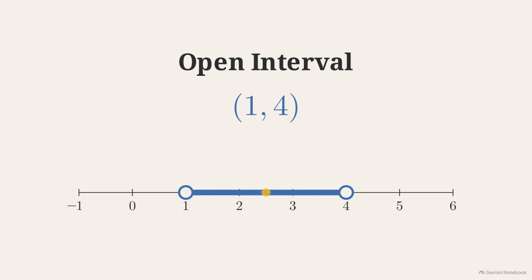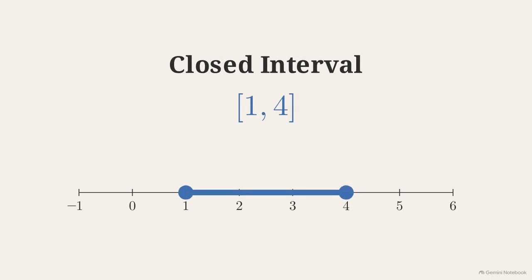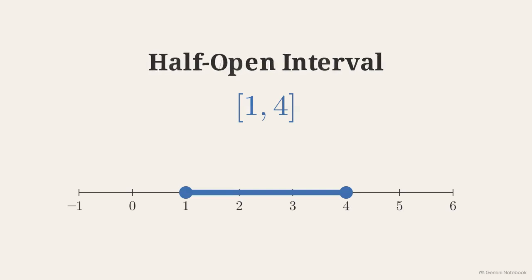If we fill those holes with solid pegs, the rounded parentheses turn into square brackets. This is a closed interval. The solid dots tell us that the endpoints, 1 and 4, are now fully included in our allowable track. We can also build a half-open interval. Notice how the 1 is completely solid, but the 4 remains an open hole. That means we include the 1, but we have to stop just short of the 4.